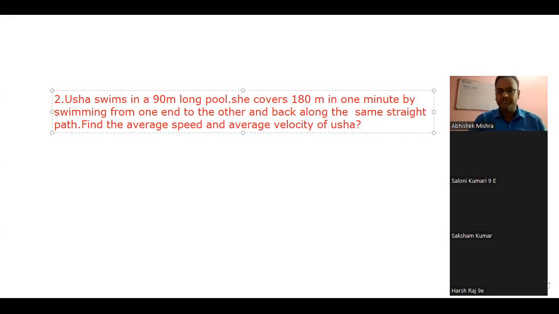Students, so this is the question: Usha swims in a 90-meter long pool. She covers 180 meter in 1 minute by swimming from one end to the other and back along the same straight path. Find the average speed and the average velocity of Usha. To solve this, first we have to take into account the total distance covered by Usha in 1 minute. So let us solve this one.